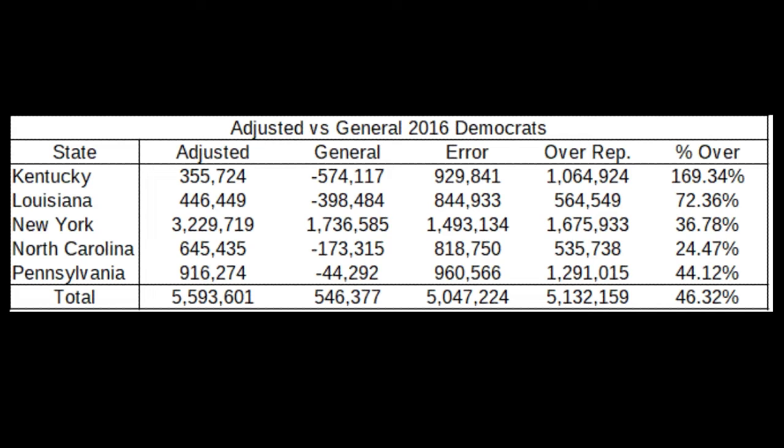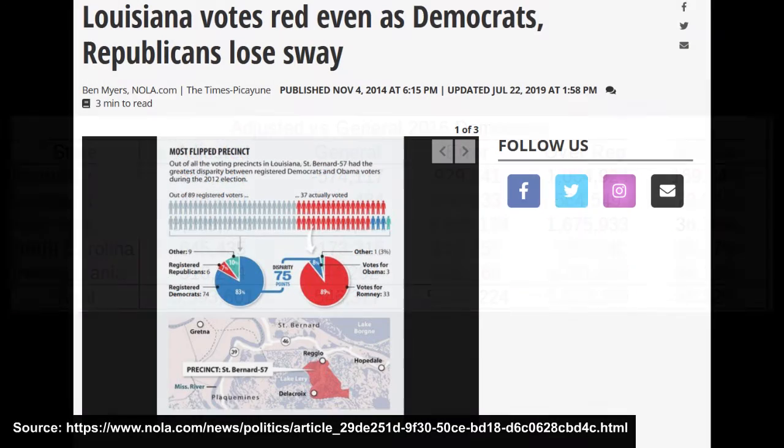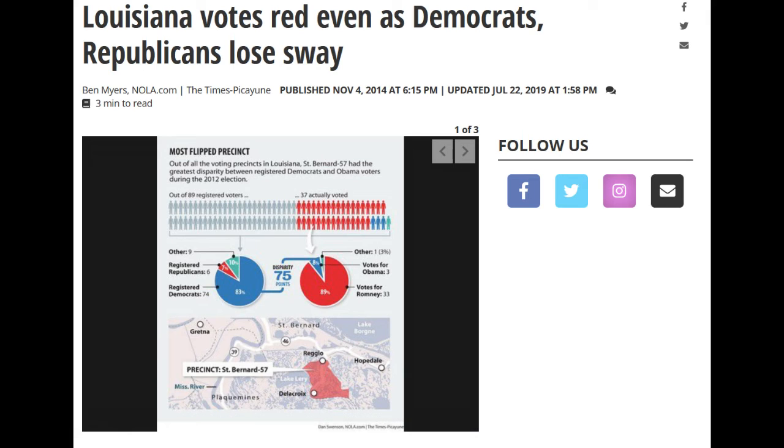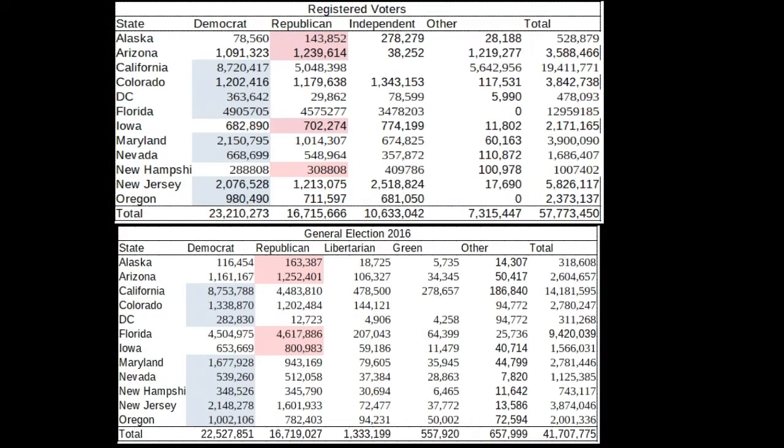I do not know why the discrepancies are so large in these states. However, this article about Louisiana precincts covers some of the interesting phenomena. A lot of people are registered as Democrats in the state, but vote Republican every year. After I have removed these 5 states as outliers, the remaining states and DC look more accurate for this election. I can see why people fall into this fallacy.